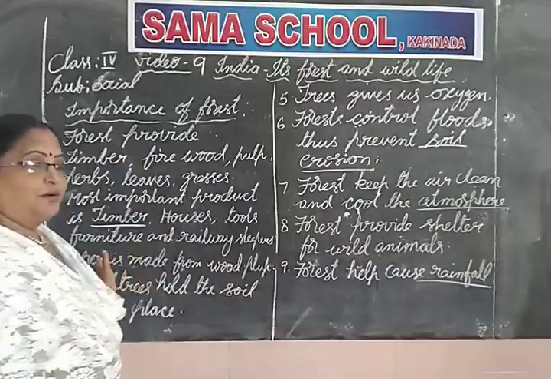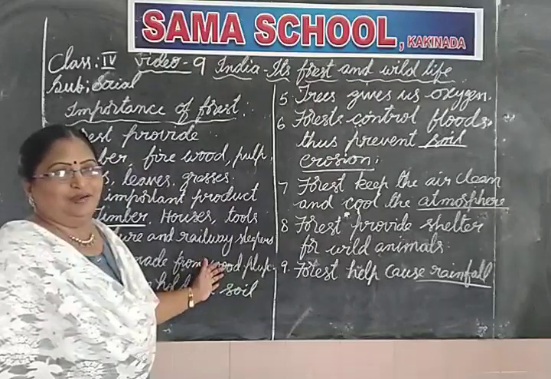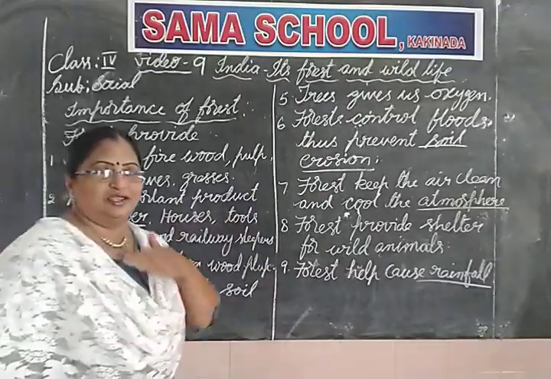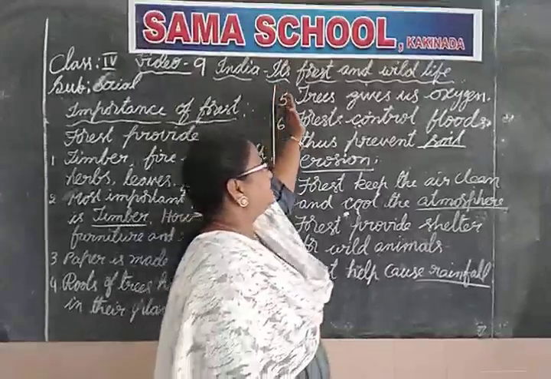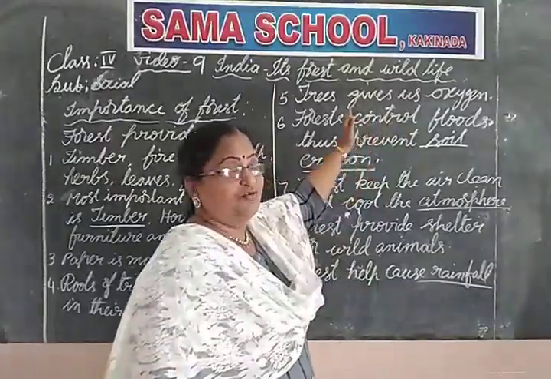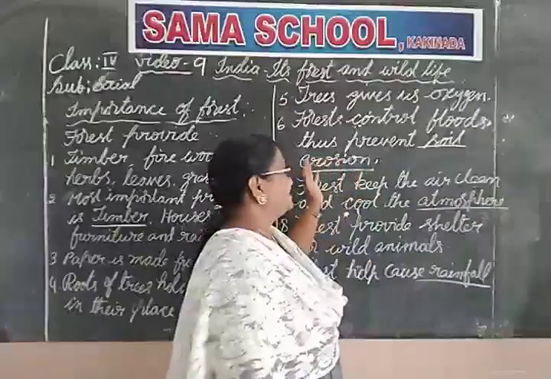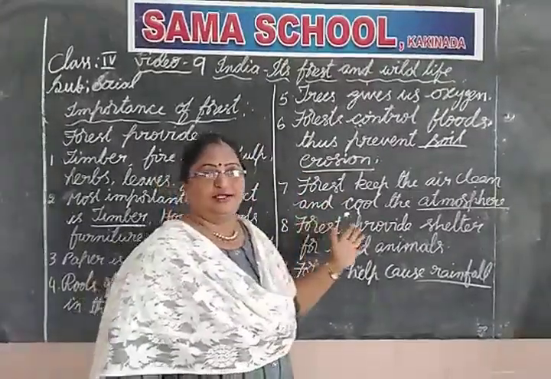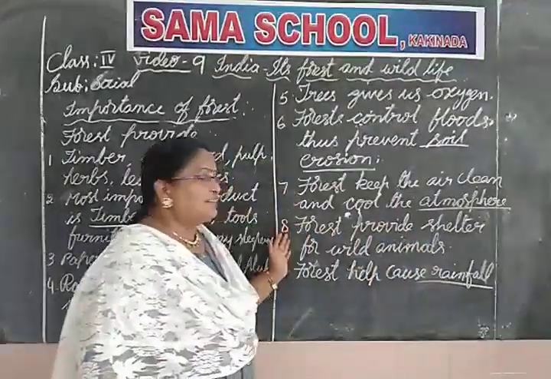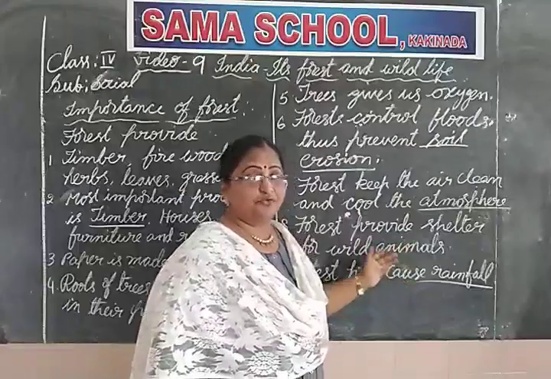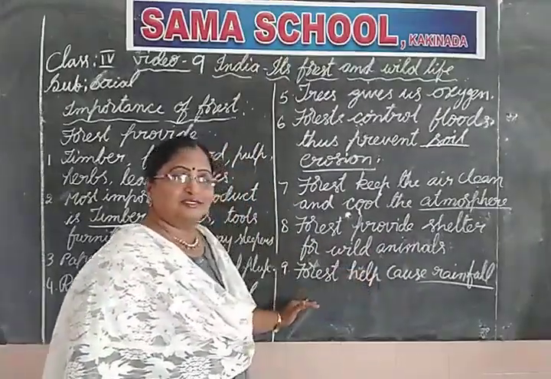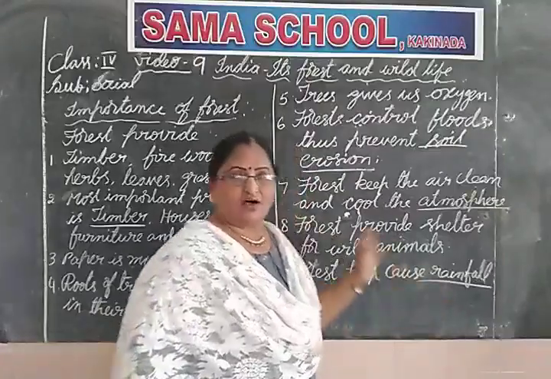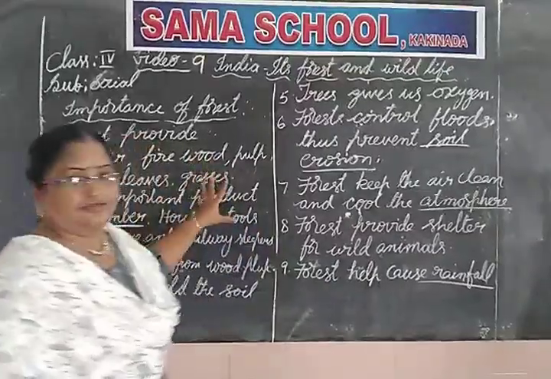Paper is made from wood pulp, and the roots of the trees hold the soil in its place. These trees give us oxygen, and forests control floods and prevent soil erosion. Forests keep the air clean and cool the atmosphere. Forests also provide shelter for wild animals, and they help cause rainfall. These are the 8 or 9 importances of the forest.